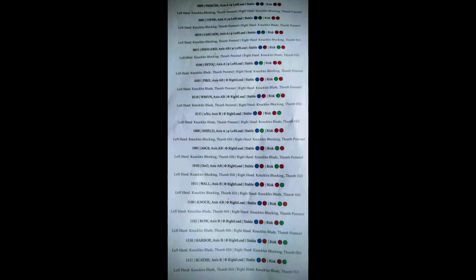That makes the extremes really clear. If you take piercer, for instance, that's 0000. So that's both hands set to knuckles blocking and thumb pommel, a configuration that's just built for absorbing force. Pure stability. And then you contrast that with the complete inverse, scathe, which is 1111. And that's the full shift. Now both hands are knuckles blade and thumb hilt. So you can see how this system cleanly maps every physical choice onto that binary sequence.